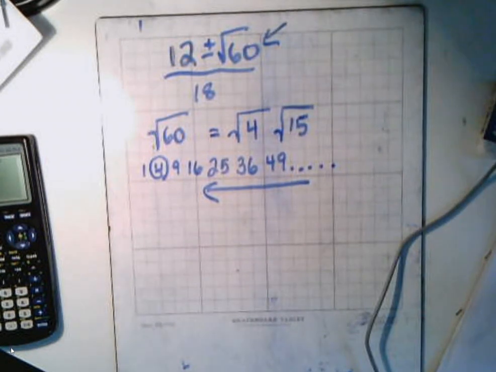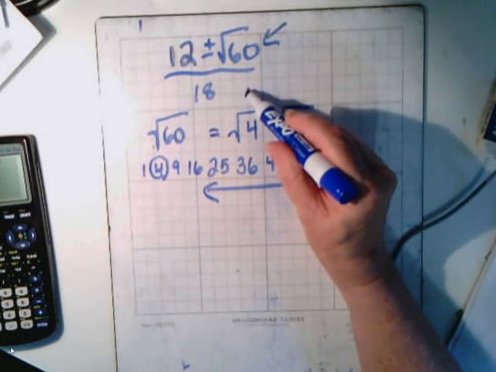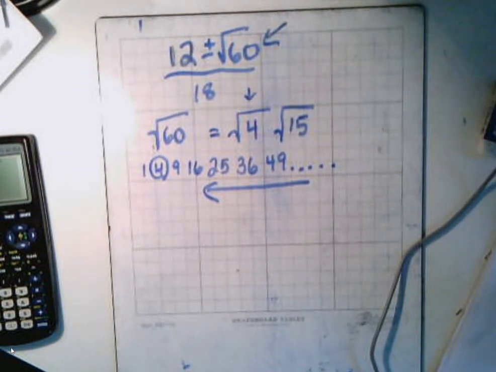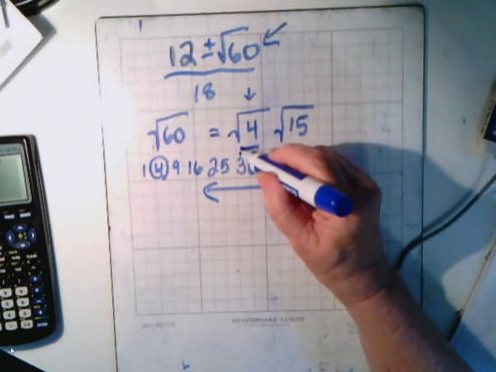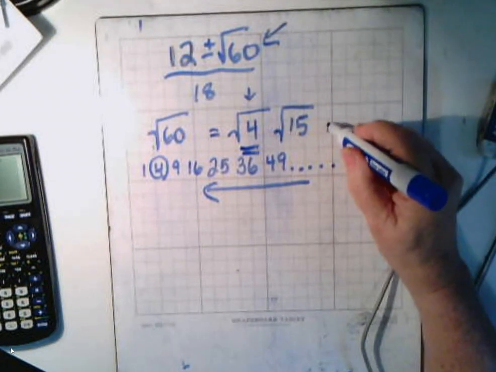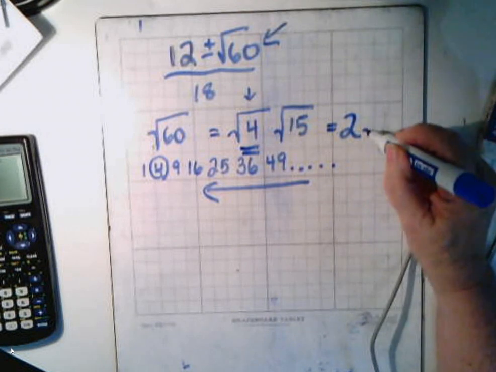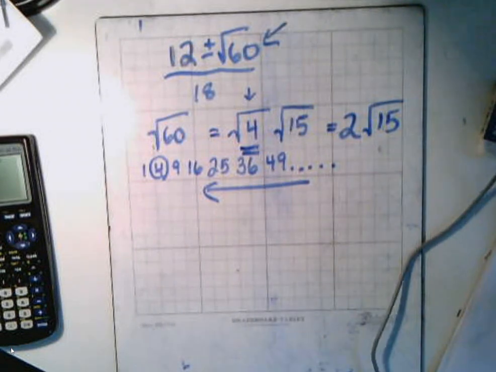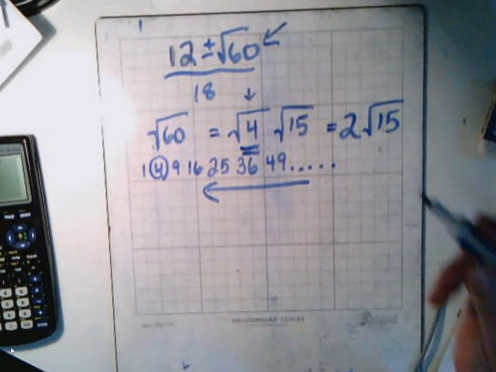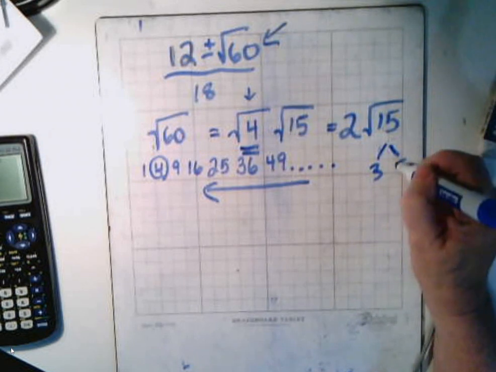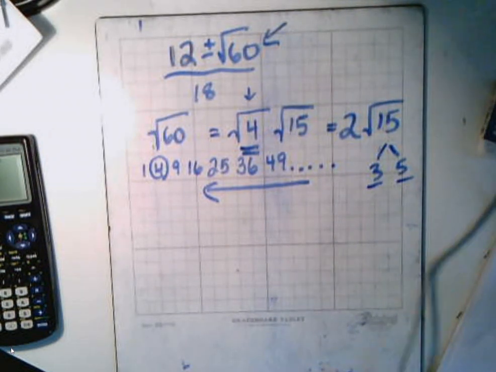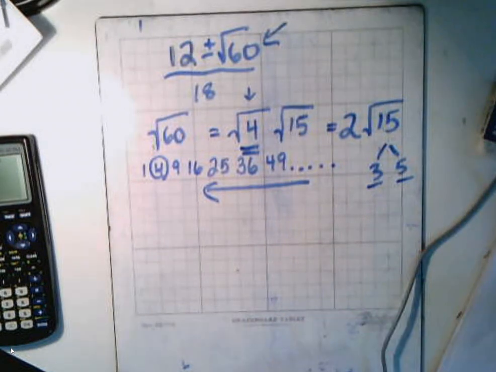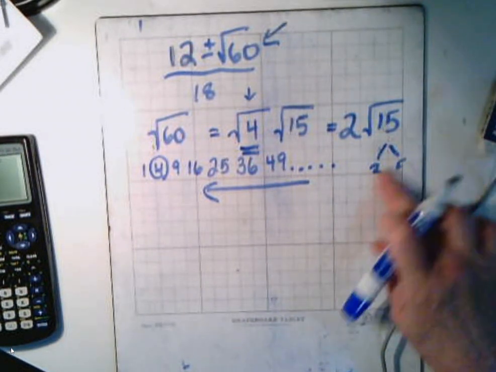4 times 15 is still 60, so you haven't changed the number. You've just broken it apart into two multiples. I always put the one that is the perfect square first. It just makes your life a little bit easier. So now you're going to take the square root of 4, which is simply 2. And then this radical 15 is as simplified as it gets. You know it's as simplified as it gets because if I broke it down, I could say 3 and 5. Well, 3 and 5 are both prime, and neither one repeats, so I know I can't simplify 15 anymore. Neither one is a perfect square.